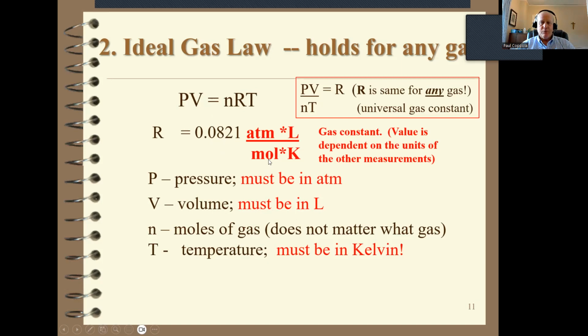0.0821 atmosphere liter per mole Kelvin. And the nice thing about this constant, it tells you the units, and that means it tells you what the units of all the other variables should be. So pressure has to be atmosphere in this equation. The volume has to be in liters, and it's moles, and T has to be in Kelvin. So if you're given a problem with pressure, volume, number of moles, and temperature, you know it's a PV equals nRT problem, and you may have to convert the units to the proper units. Okay?